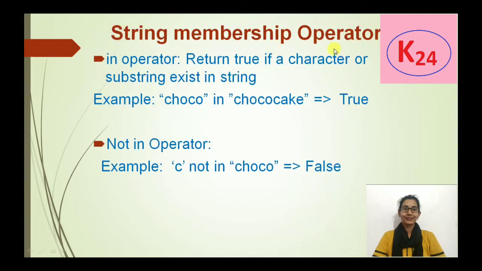Now next are string membership operators. For this we use two operators: the in operator and the not in operator. The in operator returns true if a character or substring exists in the string. For example, is "choco" in "choco cake" or not? It exists, so the result will be true. Then second is the not in operator. It is just the opposite of the in operator. For example, "c" not in "choco".